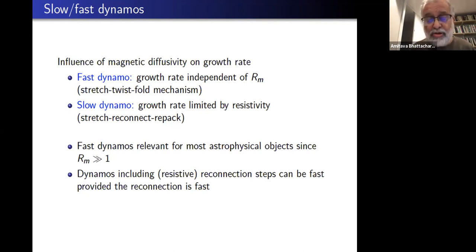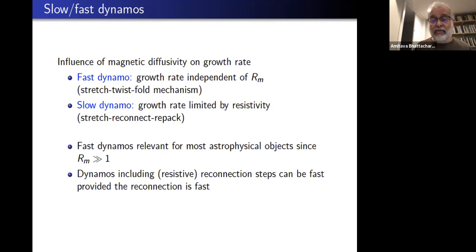in which Rm is there, because as you saw in both scenarios, there must be some form of reconnection. Main question is, what is the dependence on Rm in that process? And the stretch, twist, fold mechanisms, the attempt was to put all the action on the stretching, twisting, and folding based on chaotic flows that could do that very efficiently, so the dependency on Rm became very weak. This was what was called fast dynamo. The slow dynamo was where the growth rate was much more controlled by resistivity, some fractional power of Rm.